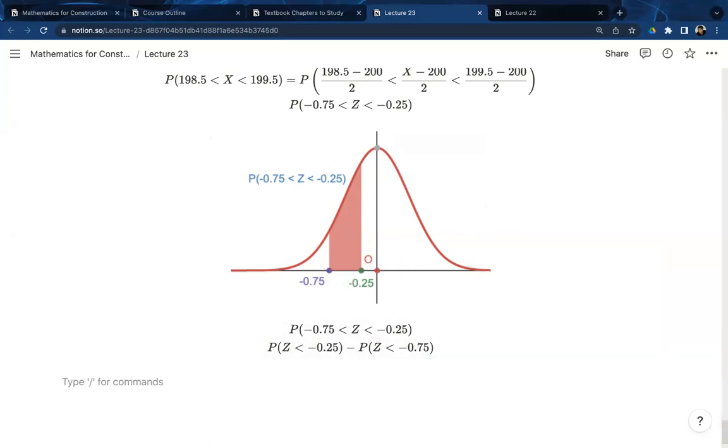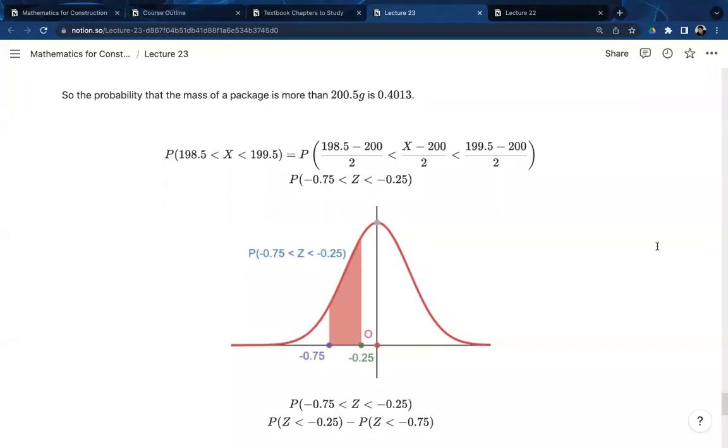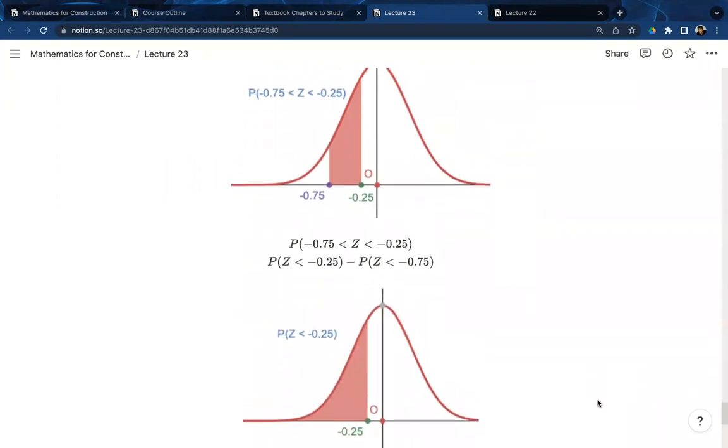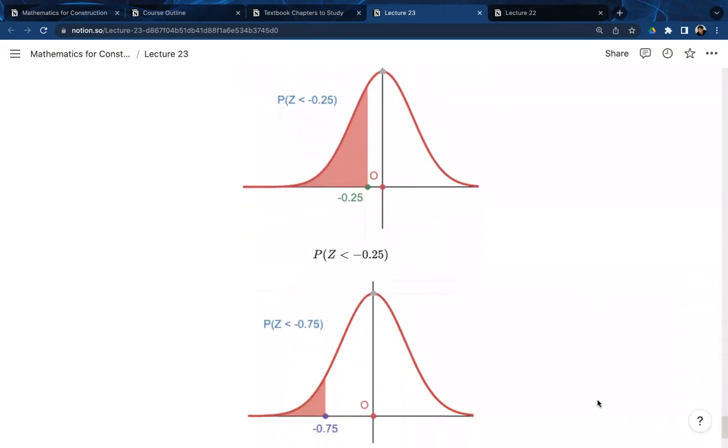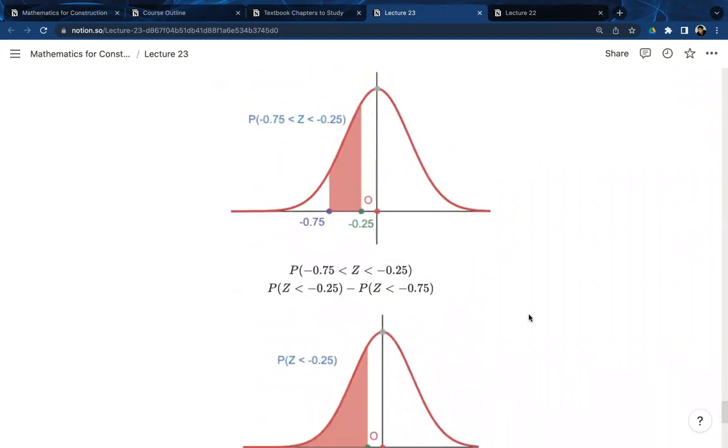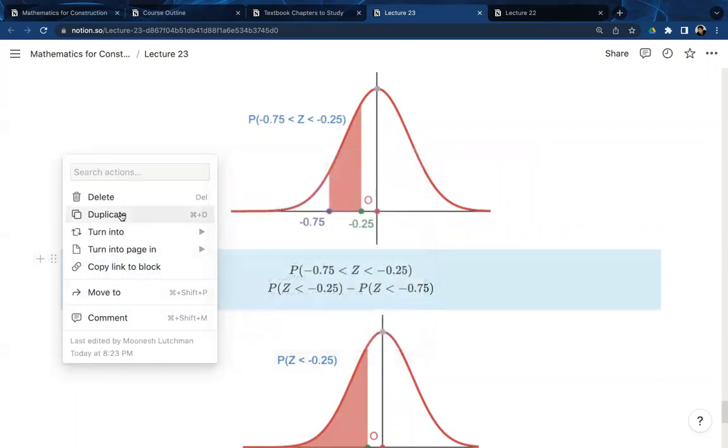So let me show you that in a diagram to convince you. The area to the left of negative 0.25 is a bigger area than the area to the left of negative 0.75. This is the 0.25 area here. See, it's bigger than the 0.75 area. So if you take away the smaller area from the bigger area, you'll get the area in the band. The bigger area is Z less than negative 0.25, okay? The smaller area is this here. So this is what we need to find.